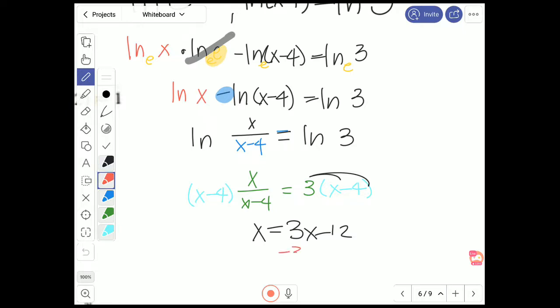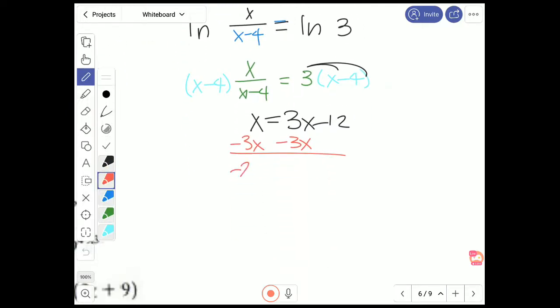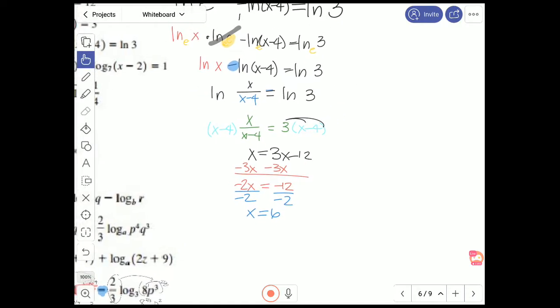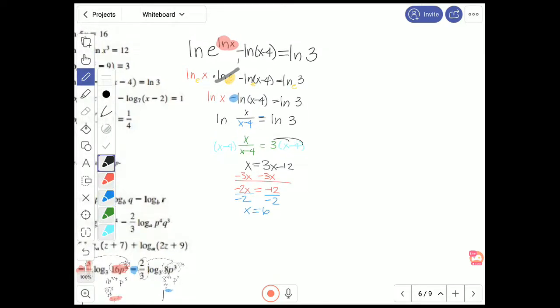And I'm still solving for x, like just basic 7th, 8th grade math. So I have negative 2x equals negative 12. And then divide by negative 2, divide by negative 2, and I get x equals 6. So 6 is the answer that I've come up with. The only thing is I need to make sure that it is not extraneous. So I need to go back and plug it back into my original problem.